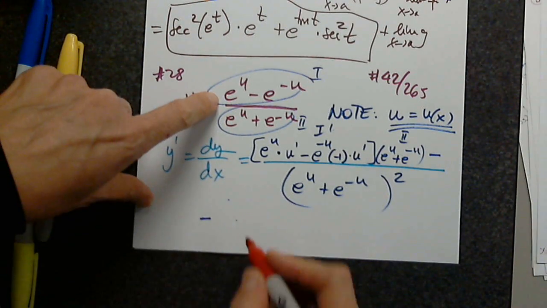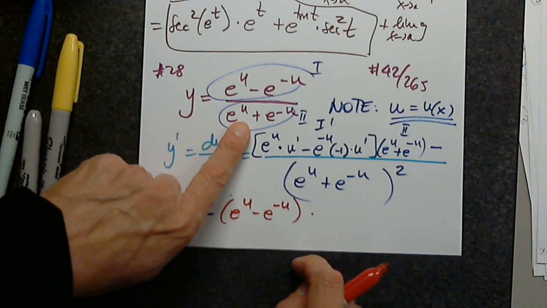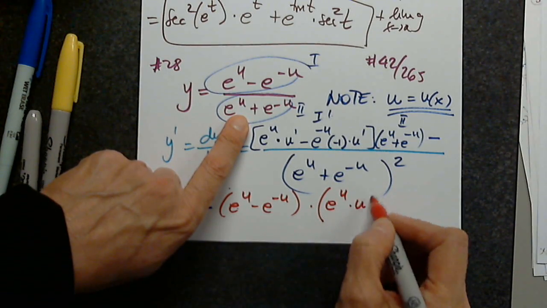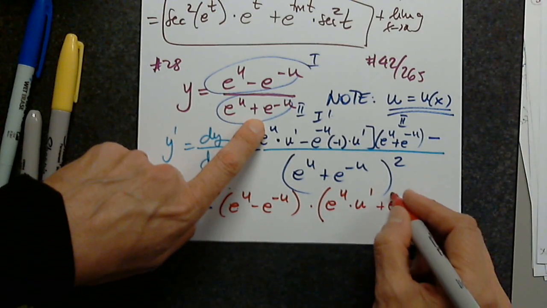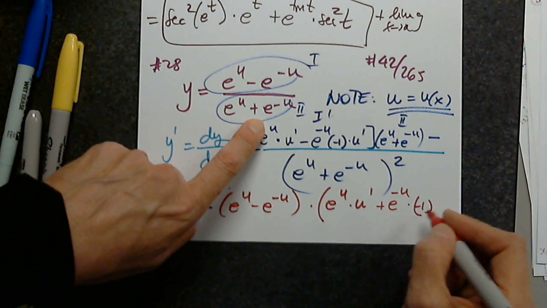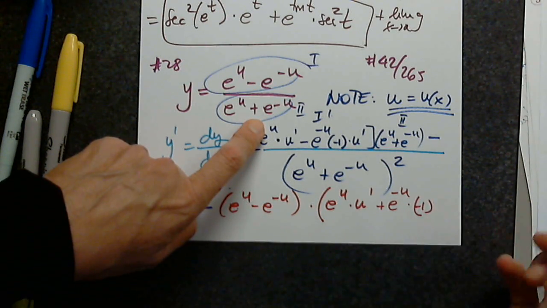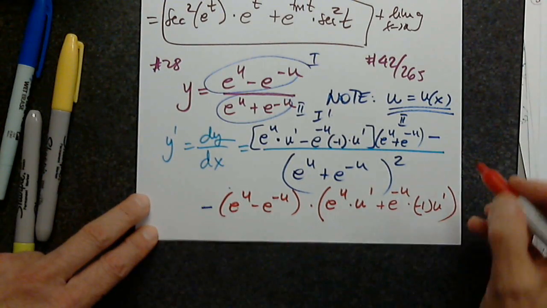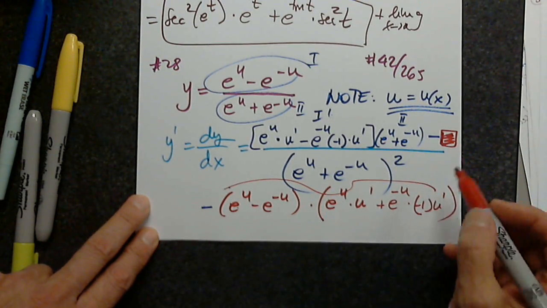Okay, so I copy e to u minus e to negative u, and now I differentiate the bottom, which is e to u times u prime plus e to negative u times negative 1, because it's negative u prime, right? So it's negative 1 times u prime. So all this piece should be here. All this should be here.